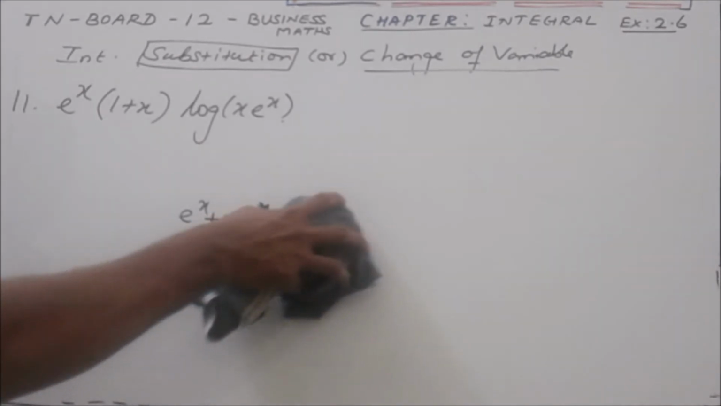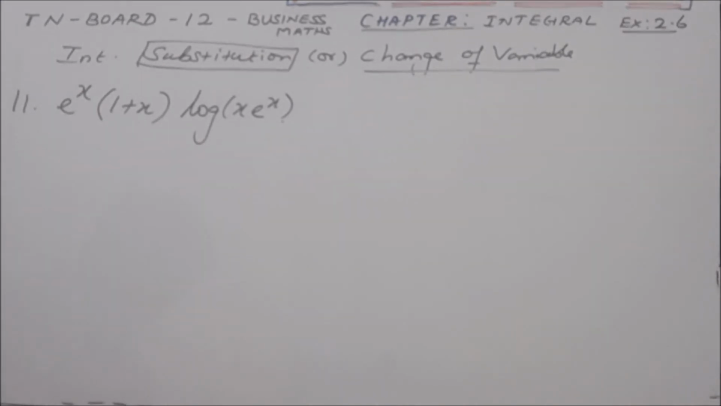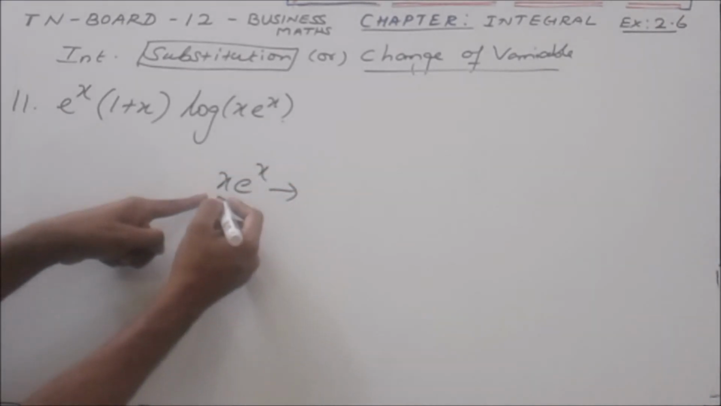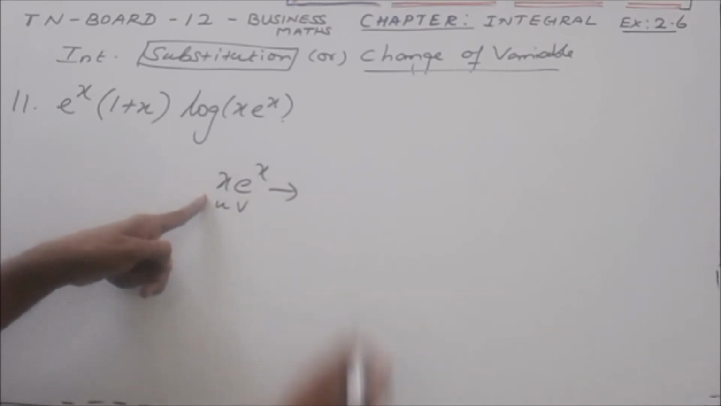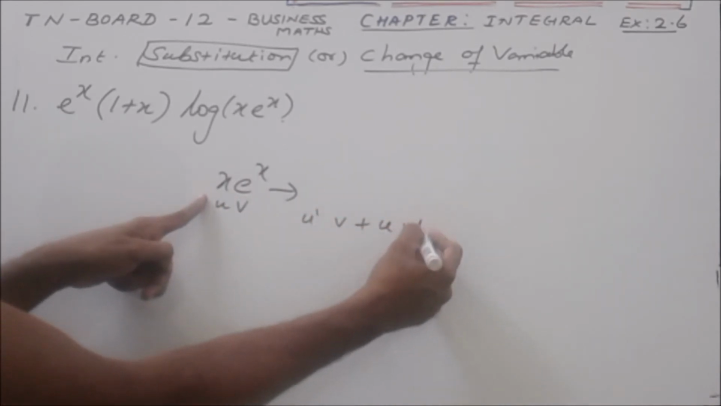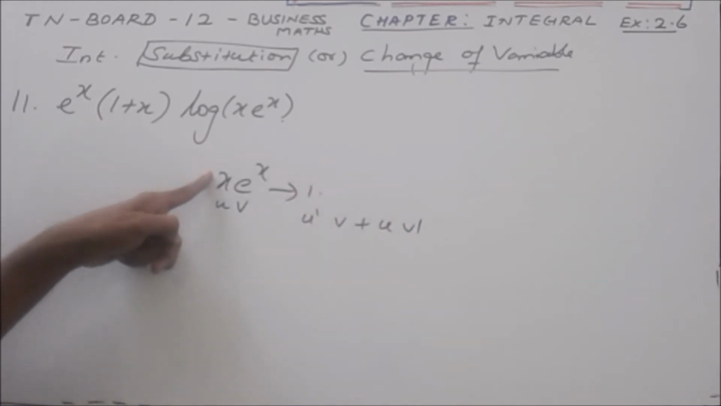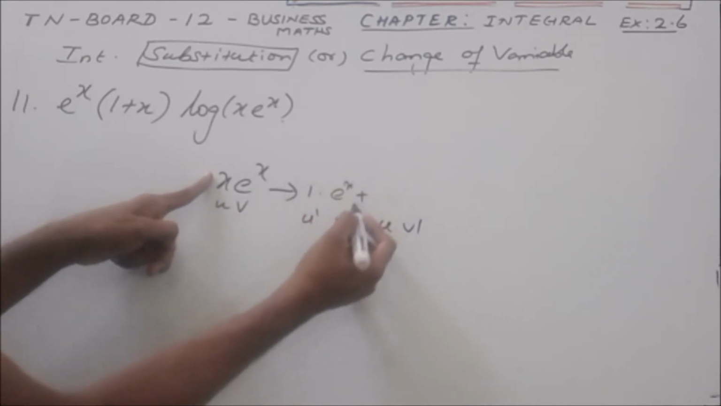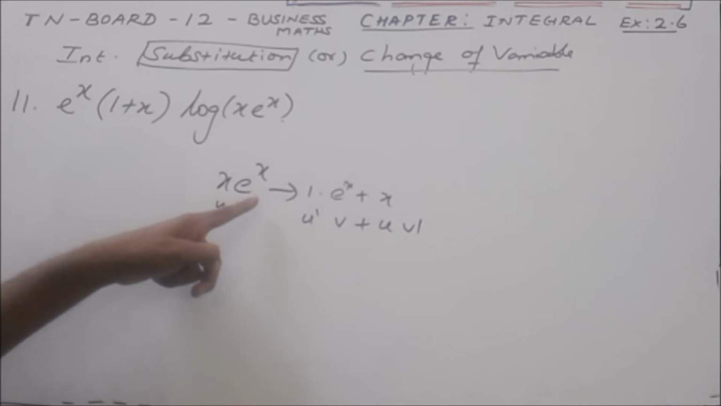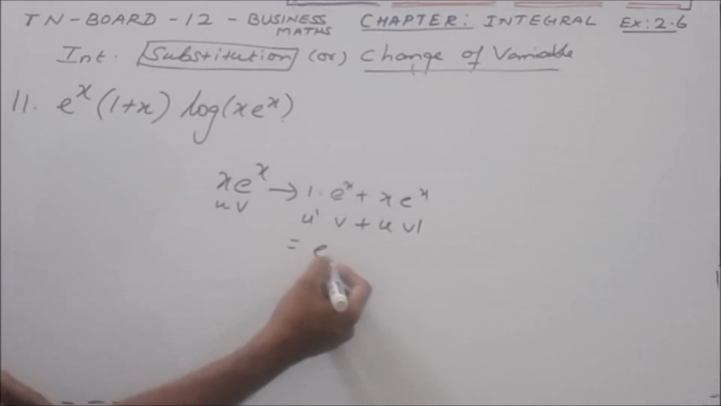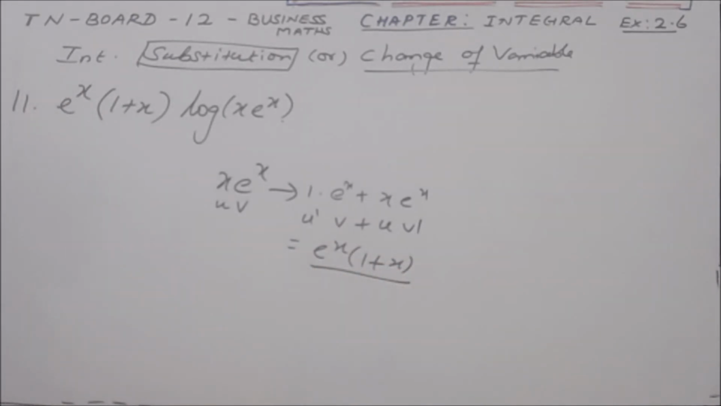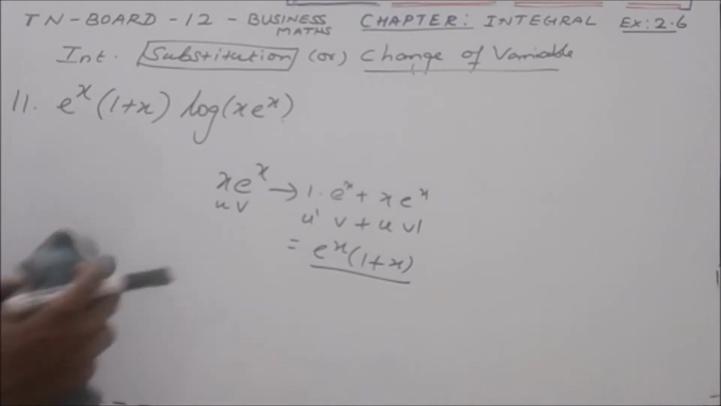Suppose we choose x e power x as a function, let us check its derivative. The derivative of x e power x by the product rule, u dash v plus u v dash: u dash means 1, differentiation with respect to x, so 1 into e power x plus u remains, and v dash means e power x. Taking e power x as common, we get e power x into 1 plus x. We have this term here, so it is better to substitute u equal to x e power x.